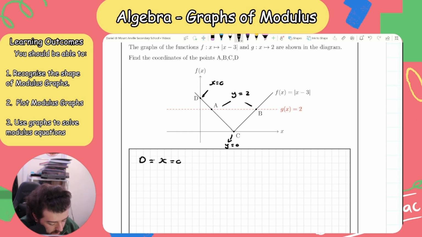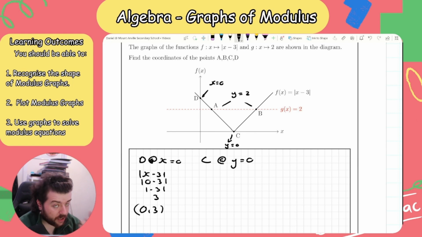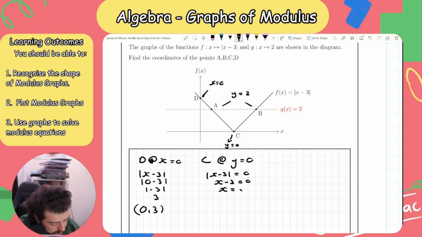So D happens at x equal to 0. So the modulus of x minus 3, 0 minus 3, modulus of minus 3, which is positive 3. So this point here is going to be 0, 3. Let's do C next. So C happens at y is equal to 0, or my modulus is equal to 0. So x minus 3 equals 0. X is equal to positive 3. So my point here is 3, 0. And then let's look at A and B.